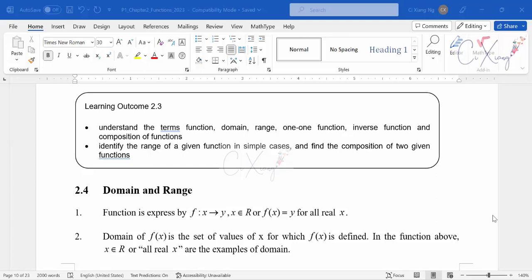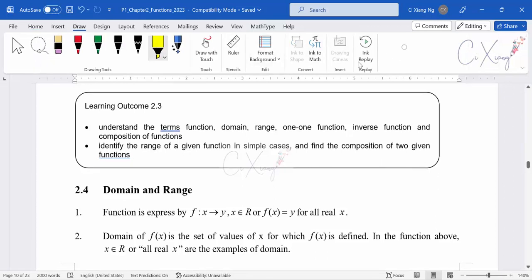Okay, so for this video, we will be discussing mainly the concept of domain and range. First of all, of course, we need to understand some important terms, where you need to know the meaning of function, domain, and range. Then we are going to learn one-to-one function later, when we cover the part on inverse function.